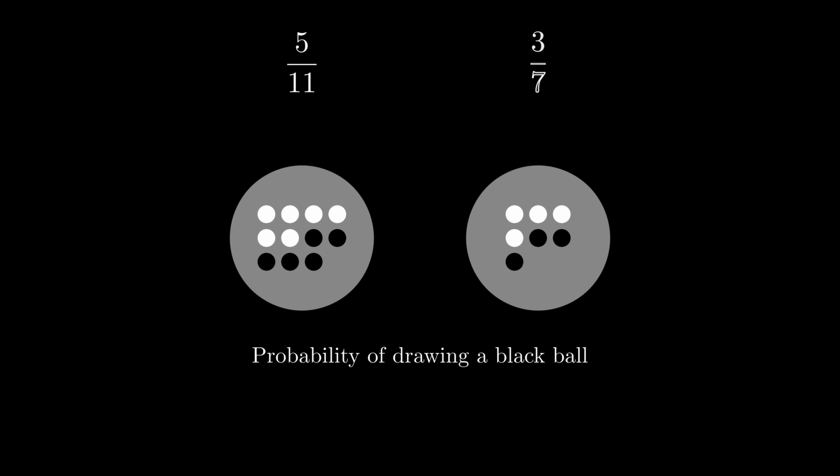You should choose the bucket with a higher proportion of black balls. In the first bucket, there is a 5 out of 11 chance of pulling a black ball, and in the second bucket, there's a 3 out of 7 chance of pulling a black ball. 5/11ths is bigger than 3/7ths, so you should pick the first bucket. Simple.